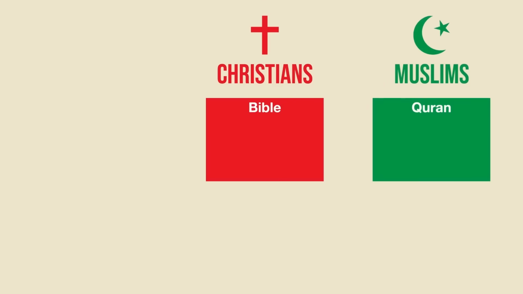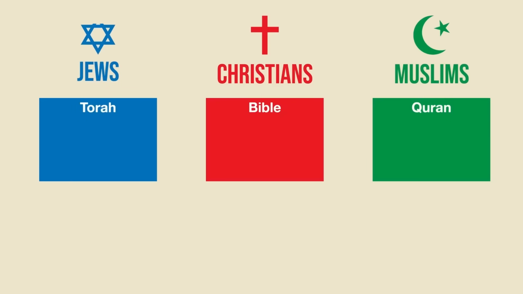Let's start with some basic terminology. A lot of people think of the Bible as being exclusively a Christian book. They think that Christians have the Bible, Muslims have the Qur'an, and Jews have the Torah. But this is not quite correct. You see, Jews also have a Bible. We call it the Tanakh, but it is also simply known as the Jewish Bible.